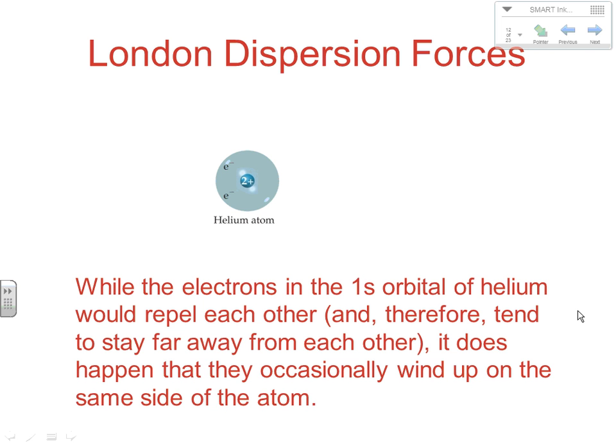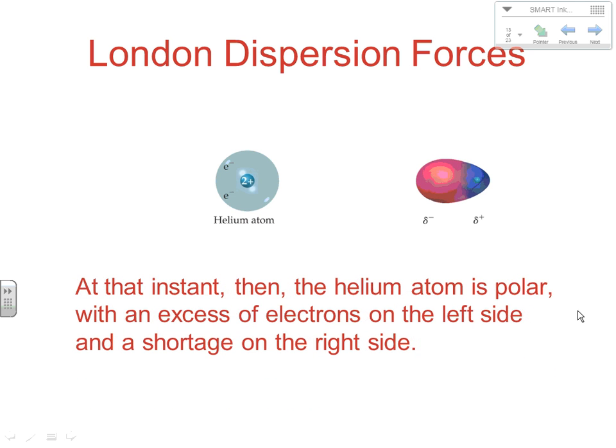But at any given point in time, because the electrons are in constant motion, they might both end up on the same side. So while typically this is a nonpolar situation, an even distribution of electrons in the electron cloud, at any given point in time, you might end up with the electrons on the same side. When that happens, you're going to get a momentary dipole. So at that instant, the helium atom is actually polar. It's got an excess of electrons on the left side, and that's going to make the left side slightly negative and the right side slightly positive. So at that point in time, the helium atom really does become a temporary polar substance. And that's really what London dispersion forces are: unequal distributions of electrons in the electron cloud created by movements of electrons.